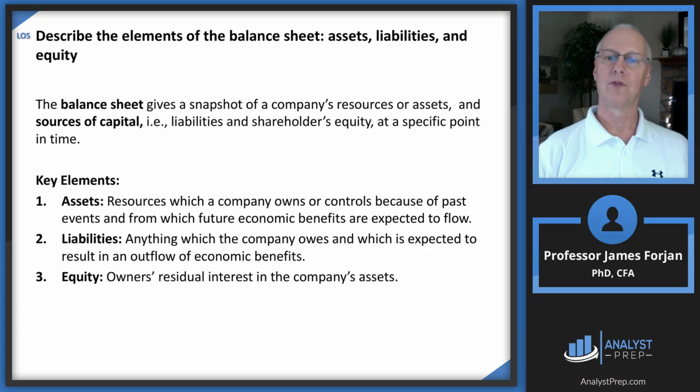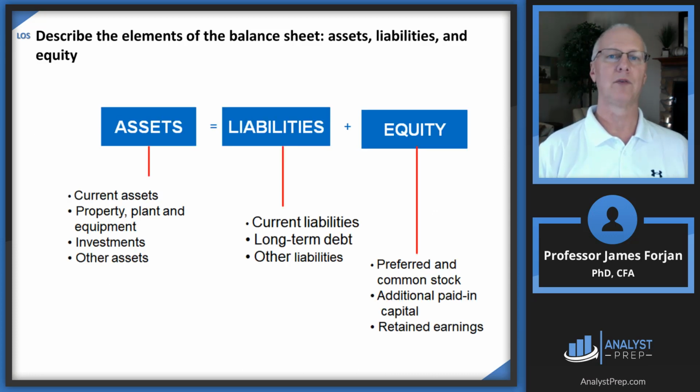Liabilities are the accounts that the company owes and is expected to result in a cash outflow. And then the equity is the owner's interest in the company's assets. And remember that as a shareholder, you have a claim on the income stream generated by those assets. Not the assets themselves, but the income stream generated by those assets. There's the fundamental accounting equation: assets equals liability plus equity.